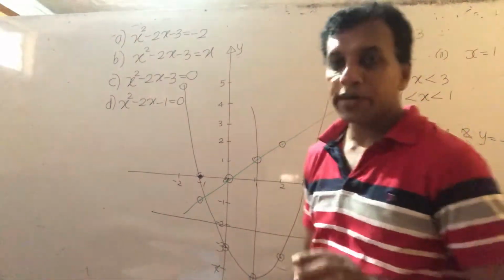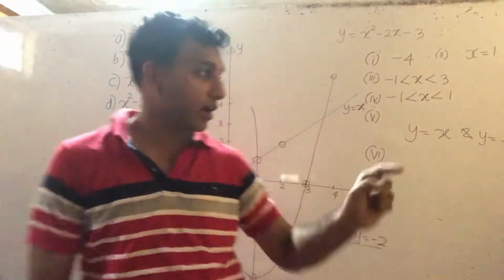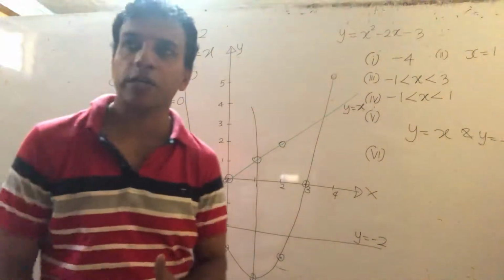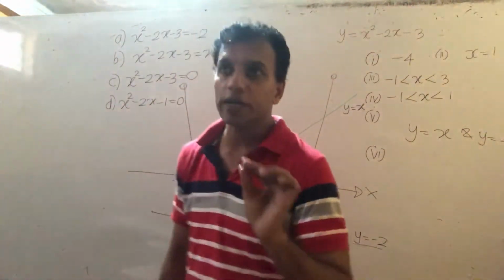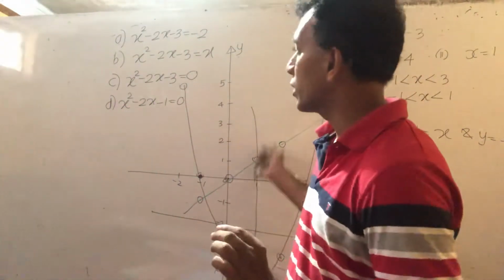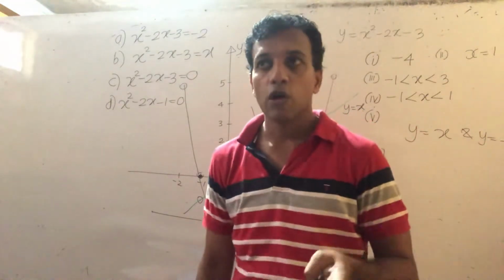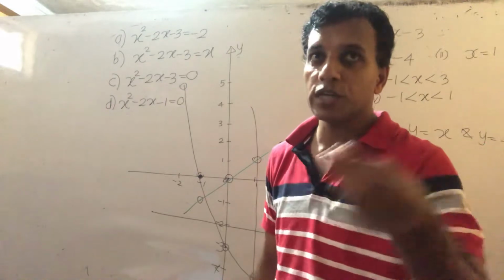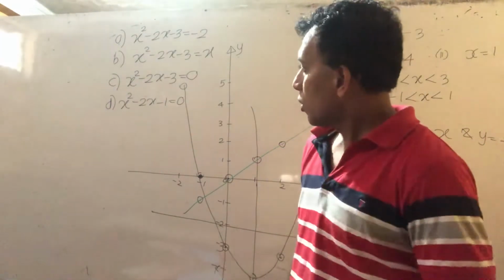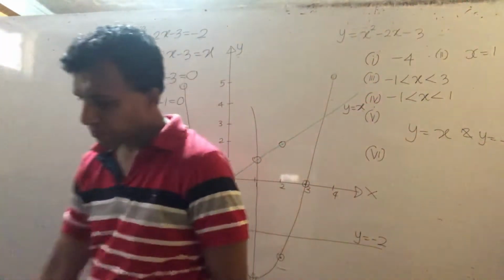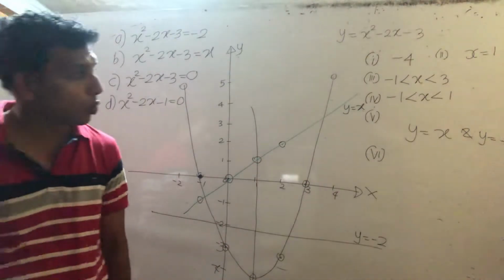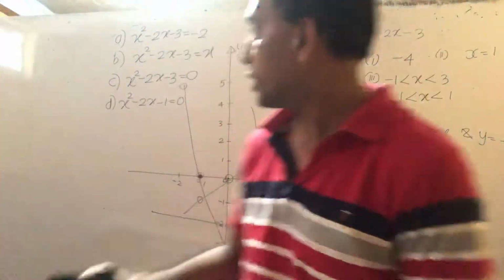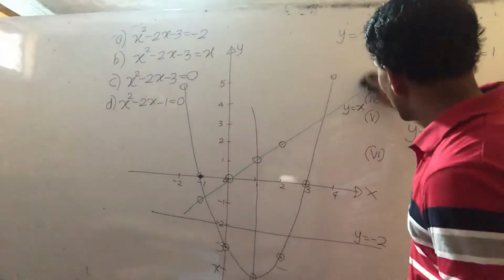So there is one part like this in your final paper exam. Under graphs they ask one question: how to solve a quadratic equation using the graph. They use words like find the roots or find the solutions for such problems. Okay, I will show it one by one. See the method of solving a quadratic equation using the graph, right?